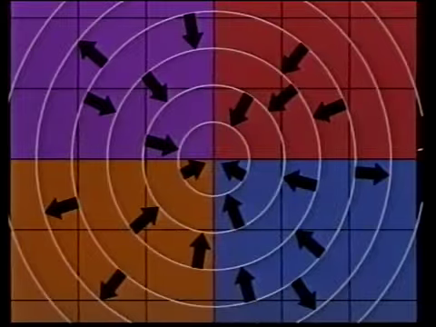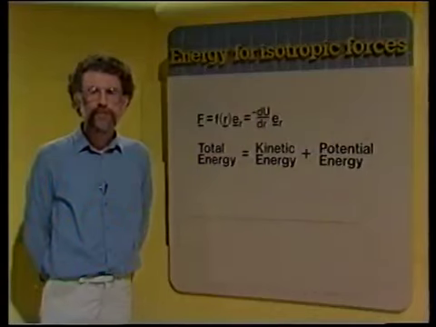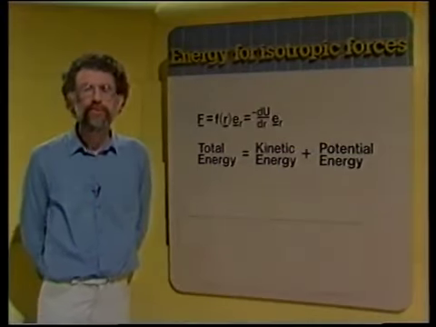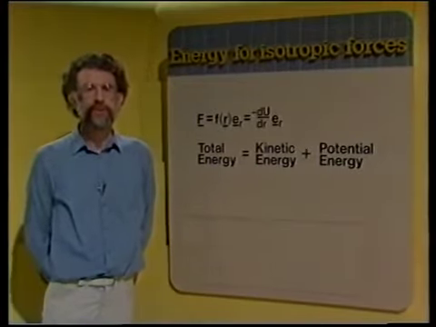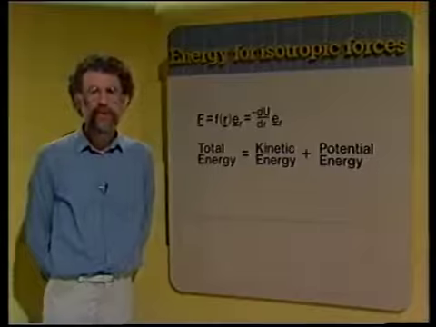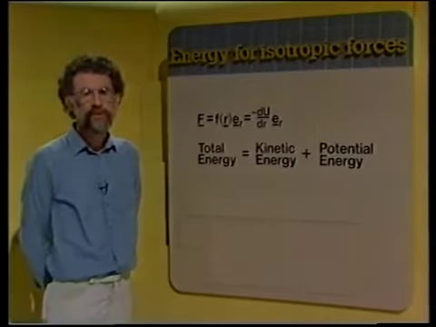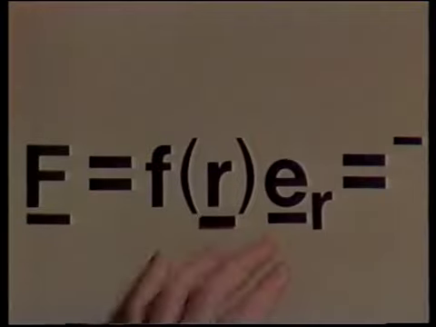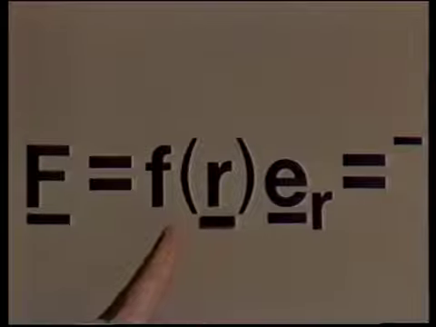But what about this central force? The strength of the force is the same for all places the same distance from the origin. A central force for which the magnitude of the force at each point depends only on the distance of the point from the origin is called an isotropic force. And for the rest of the program, we'll be considering isotropic central forces. Now we can express a general central force like this, where e_r is the unit vector in the radial direction. But if the force is isotropic, then F is a function of distance alone.